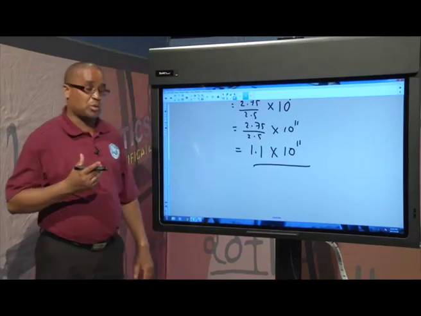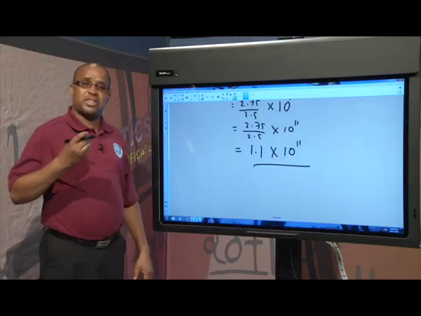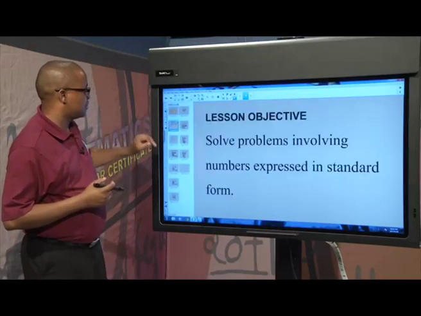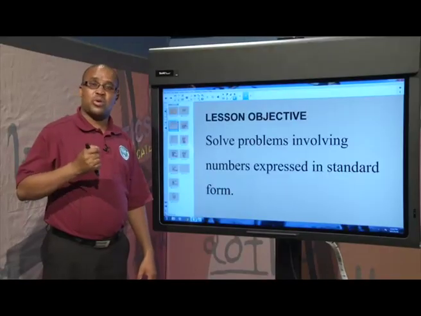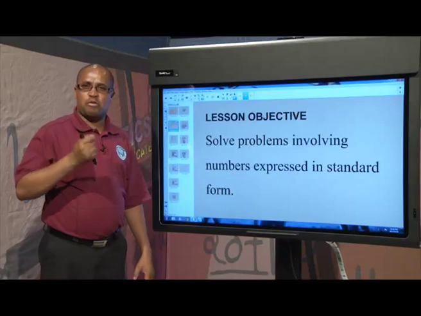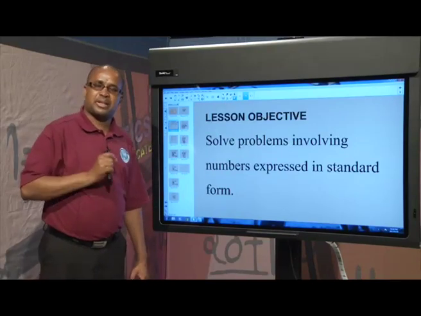We are about to come to the end of our lesson, but before we end it, let us have a look at the objectives that we said we are supposed to cover. The objective said solving problems involving numbers expressed in standard form, and we have done exactly that. We covered addition and subtraction of numbers in standard form. When you add numbers in standard form, you need to convert the numbers into the ordinary form, then add or subtract.